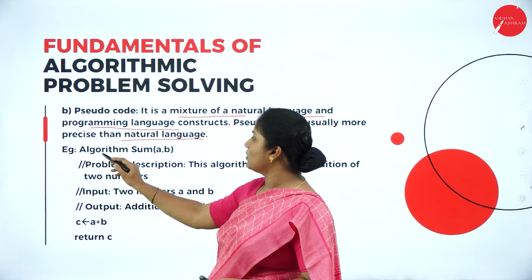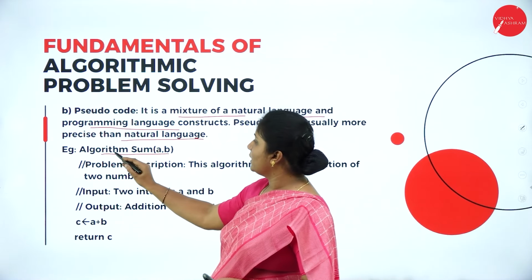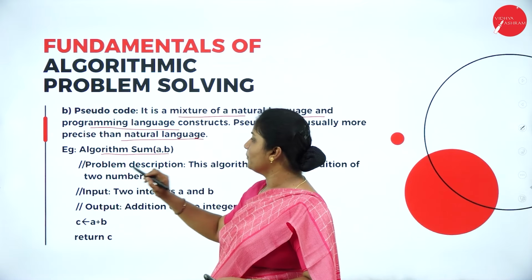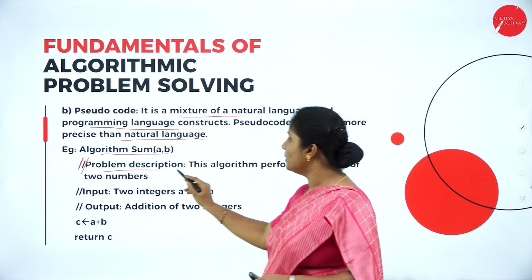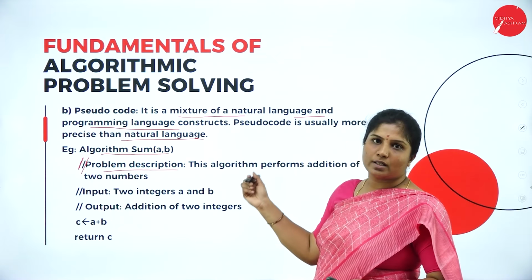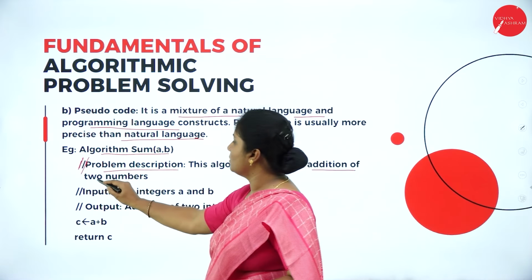Next, we have here algorithm sum a comma b. How are we going to write it? Algorithm sum a comma b. Next, double backslash we are using for the problem description. So this algorithm is going to do the addition of two numbers.